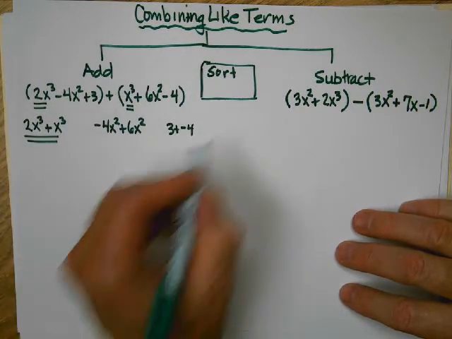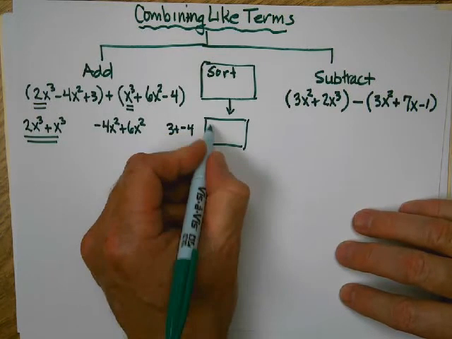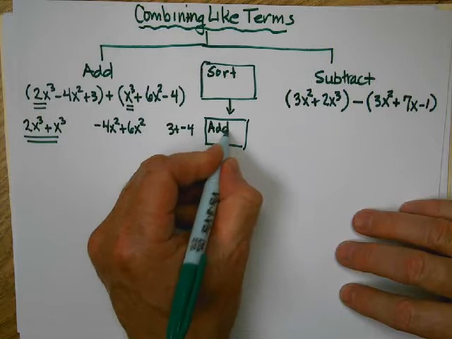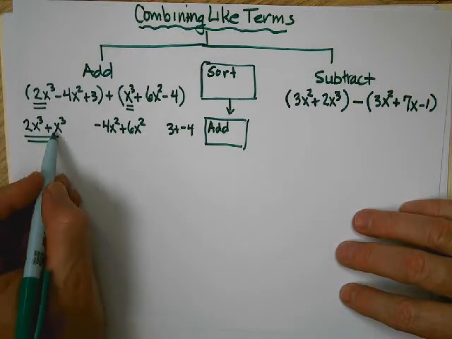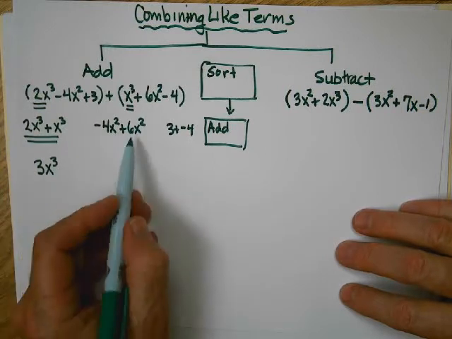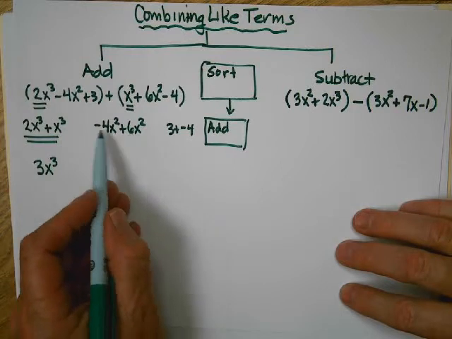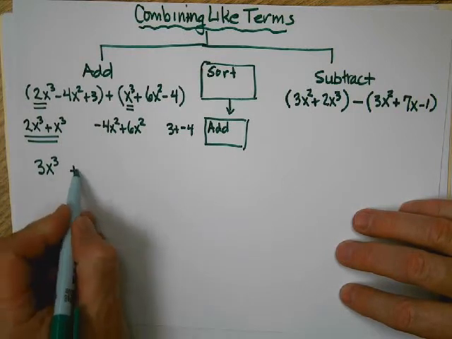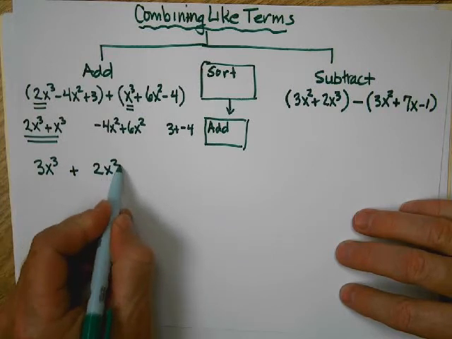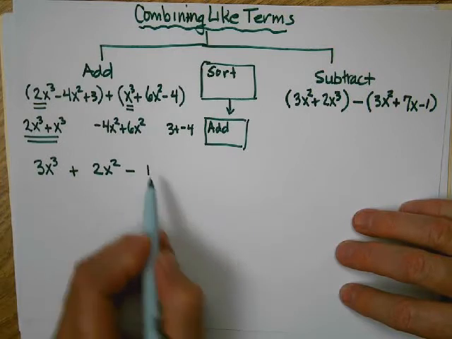Now we can add these together. So 2 and 1, remember there's a 1 there, gives us 3x cubed. If you need to draw this out, draw it out. 6x squared minus 4x squared is the same as 6 take away 4, which is plus 2x squared. And 3 plus negative 4 is negative 1.